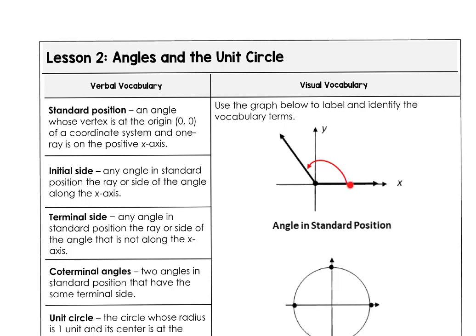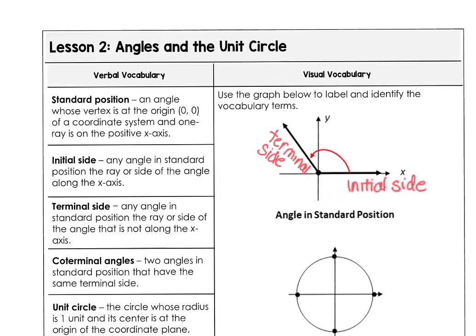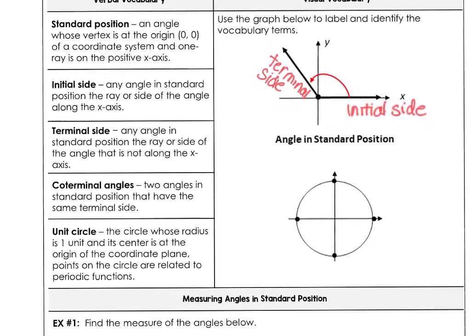When you draw an angle in standard position, your rotation is counterclockwise, and the ray up here would be called the terminal side. So let's label that on our drawing. So we have the initial side and we have the terminal side. That's our angle in standard position.